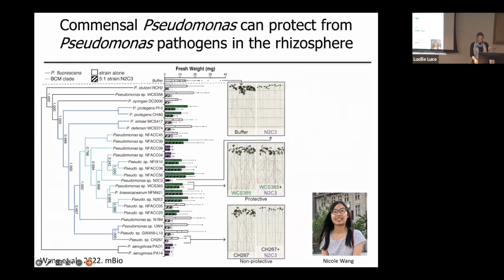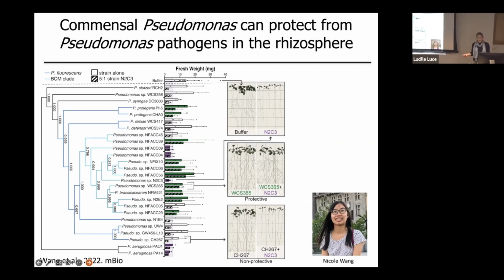And so this is a master's project from a student in the lab who asked, just in binary interaction, so if you put a commensal and a pathogenic Pseudomonas on the same plants, do you get disease? Or can you protect from the pathogen? And so this is N2C3, our pathogen. And Nicole found that many commensals, many that are closely related to the pathogen, so here's the pathogen on our tree, and then this closely related commensal, if you mix them on plants, actually the commensal wins. And so they protect against the pathogens.